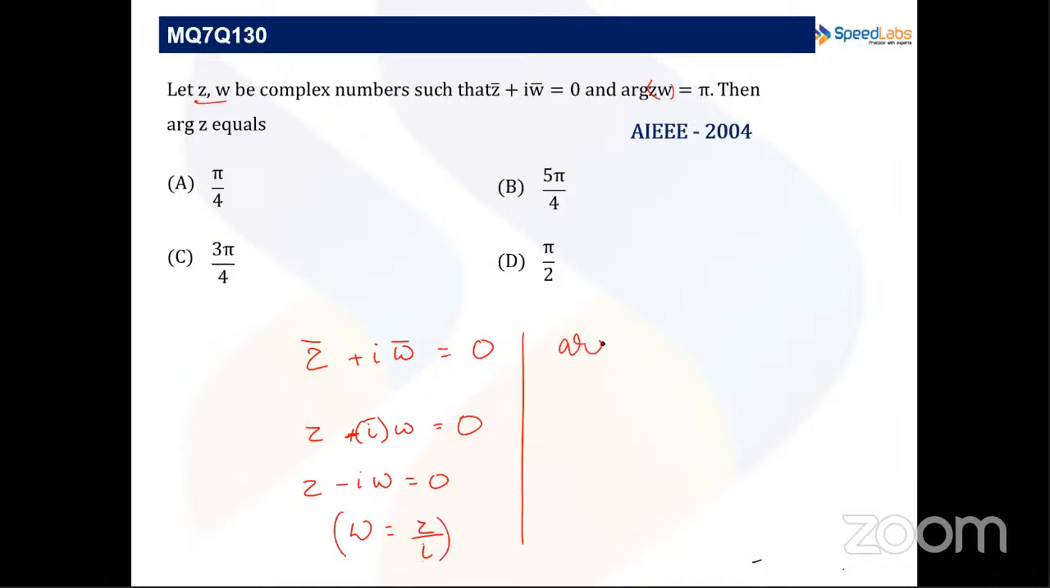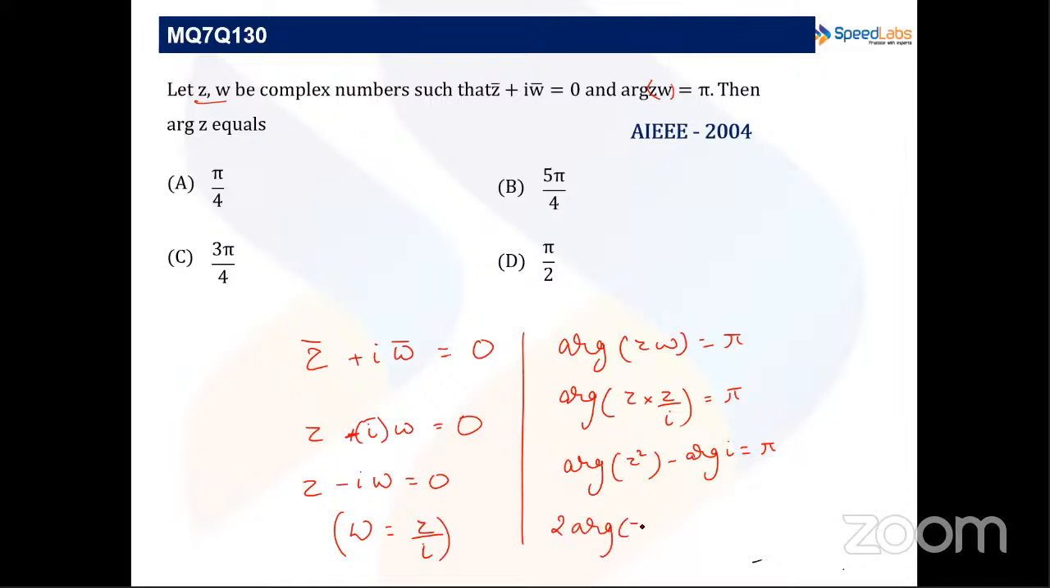Now we are also given that the argument of Z into omega is pi. So the argument of Z omega, where omega is Z upon i, gives argument of Z square minus argument of i equals pi. So we know that this will be 2 times argument of Z minus argument of i, which is pi by 2, equals pi. So 2 times argument of Z equals pi plus pi by 2, that will be 3 pi by 2. So argument of Z will come out to be 3 pi by 4.